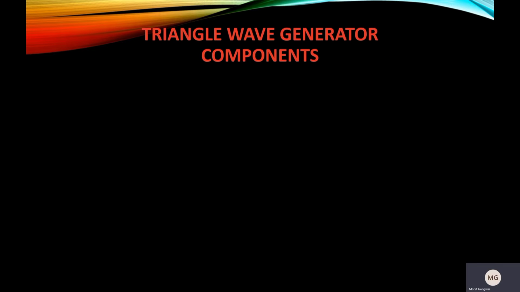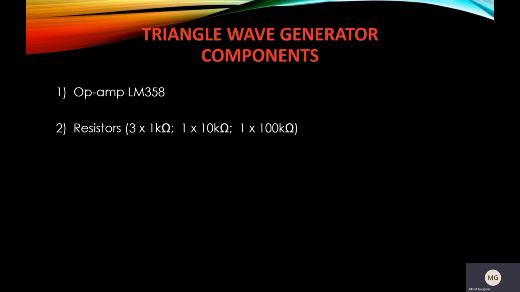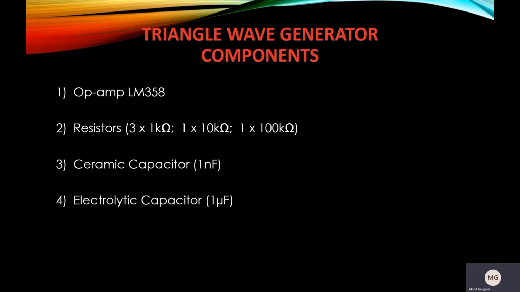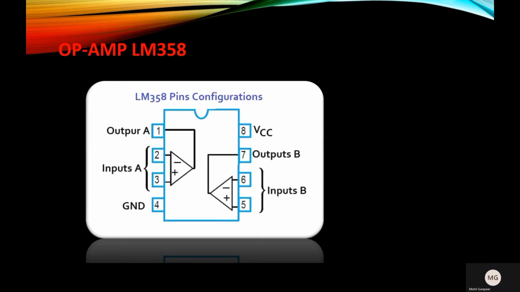First, let's focus on the triangle wave generator. Components of a triangle wave generator are an op-amp LM358, 3 resistors of 1 kilo ohm, 1 resistor of 10 kilo ohm, and 1 resistor of 100 kilo ohm, a ceramic capacitor of 1 nanofarad, and an electrolytic capacitor of 1 microfarad. This is the pin configuration of LM358.